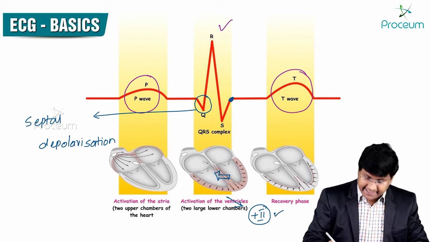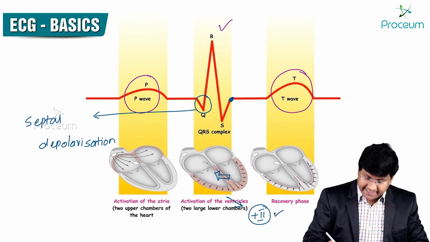Right? So this is your surface of the heart. You just imagine now. V1 and V2, they are picking up the electrical activity of your right side of the heart. So V1 and V2, they are called as right-sided leads.